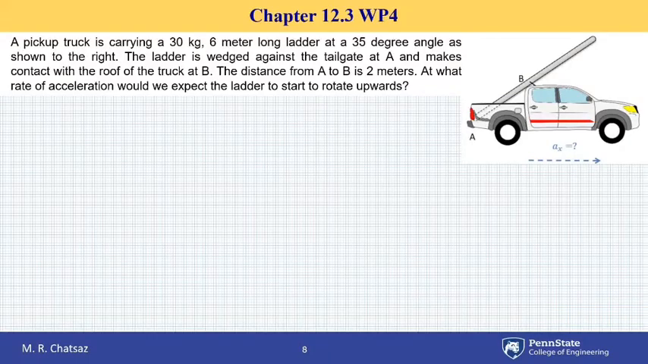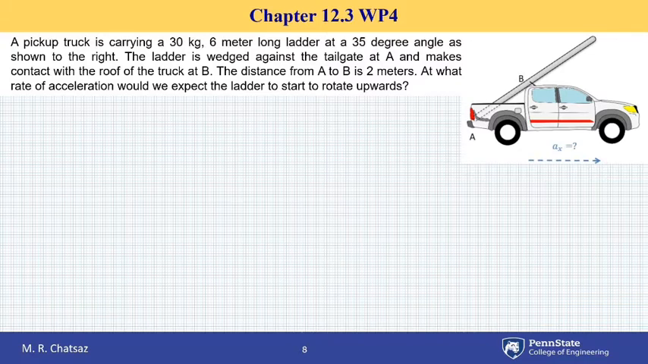Hi everybody. Here we have an example of translational motion of a rigid body where a pickup truck has a ladder with the properties shown: mass, length, and the angle, and the ladder is supported in such a way that it rests against the tailgate at A and makes contact with the roof at point B. The distance between point A and B is 2 meters.